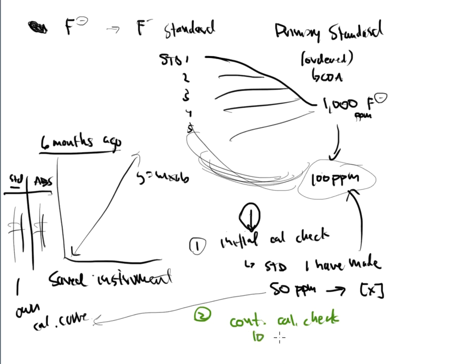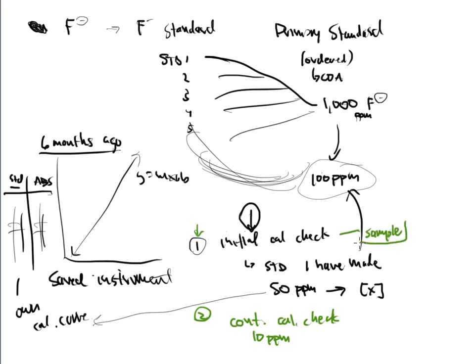So let's say that this continuing cal check is a 50 ppm or 10 ppm. So I'll do the cal curve. Maybe it's already done. My job's finished. I then go and do an initial cal check just to make sure that it's legitimate and giving me a proper number that's close to the value. And it is.